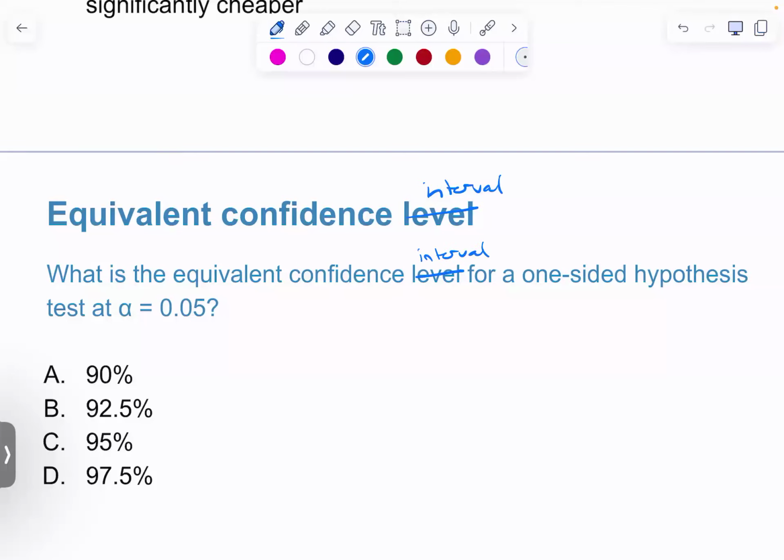Or at least that's what we were calling it. I think level works too, but the equivalent confidence interval level, I guess, for a one-sided hypothesis test with an alpha of 0.05. Now this is going to require just a smidge of thought here.